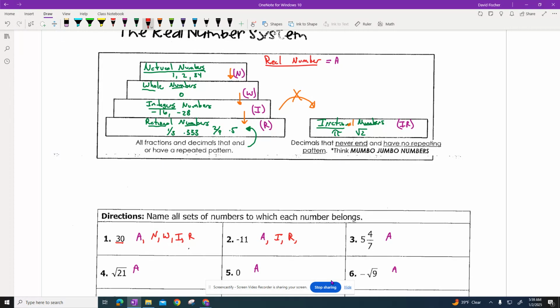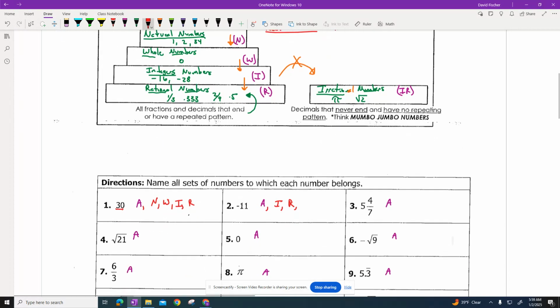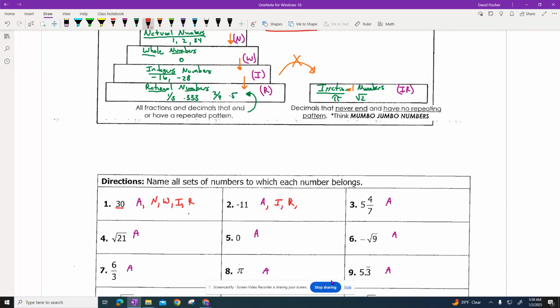Hey, that spells the word error. Fractions. There's nothing I can do to this number. 5 4/7 can't be reduced, it's a fraction. So when I look up here at my cake, fractions fall into this category called rational numbers. Well, it's already at the bottom of that cake. So it's just all real numbers, and it's a rational number. The only two things. Nothing's underneath this box.